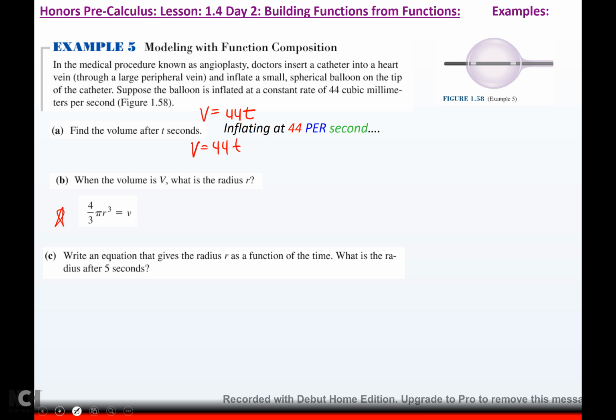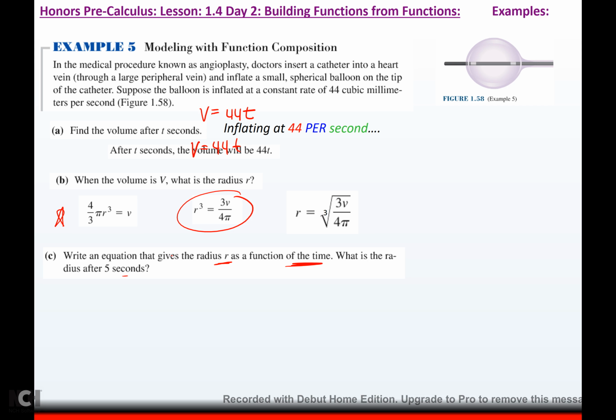So they said they divided by 4/3 pi and got this. Then they took the cube root and they said that the radius is the cube root of 3 volumes over 4 pi. Okay? You don't really need to do that. If you just take this formula and you say write an equation, well, I guess I can't because it's saying write an equation that gives the radius as a function of time. What is the radius after 5 seconds?